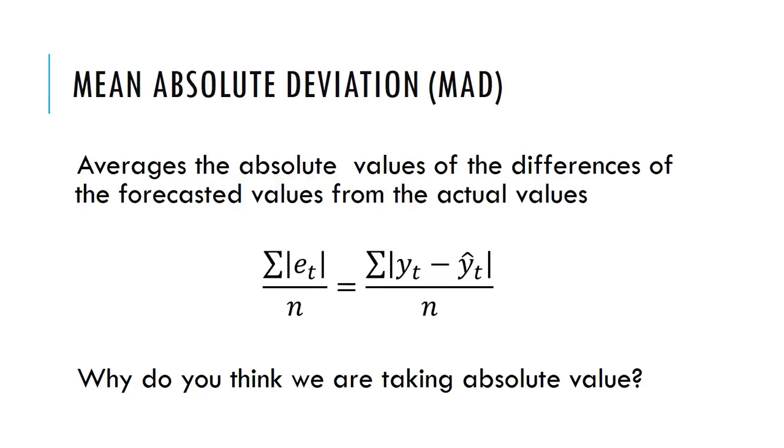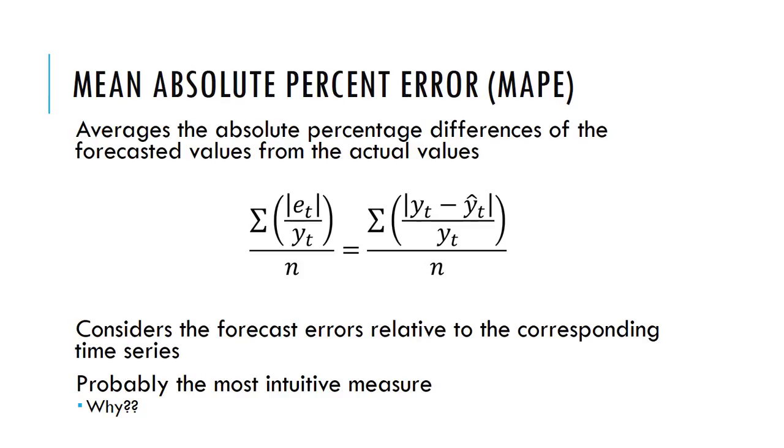Well, hopefully you're saying to yourself, well, I don't want the negatives and positives to cancel each other out. So here we're more interested in how far away we are from the actual. We're not as concerned about the direction. There are times when we are very concerned about the direction, but in this case, this metric will not capture that. Instead, it will capture the magnitude of how far away we are from the actual.